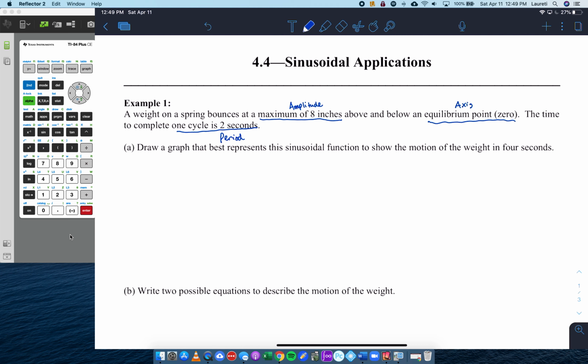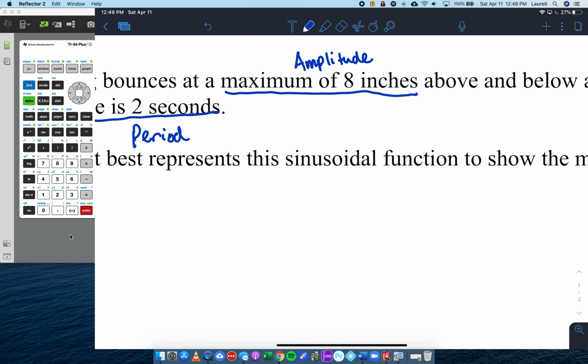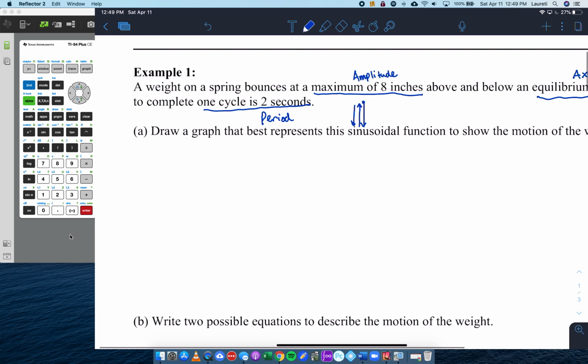So it says to draw a graph to show the motion of the weight in 4 seconds. You can imagine what this looks like. If the weight is 8 inches above and then you drop it, it falls down to the bottom, and then it springs back up, and then it springs back down again, and it keeps following that pattern. So we're going to draw our axis first. This is going to be in time.